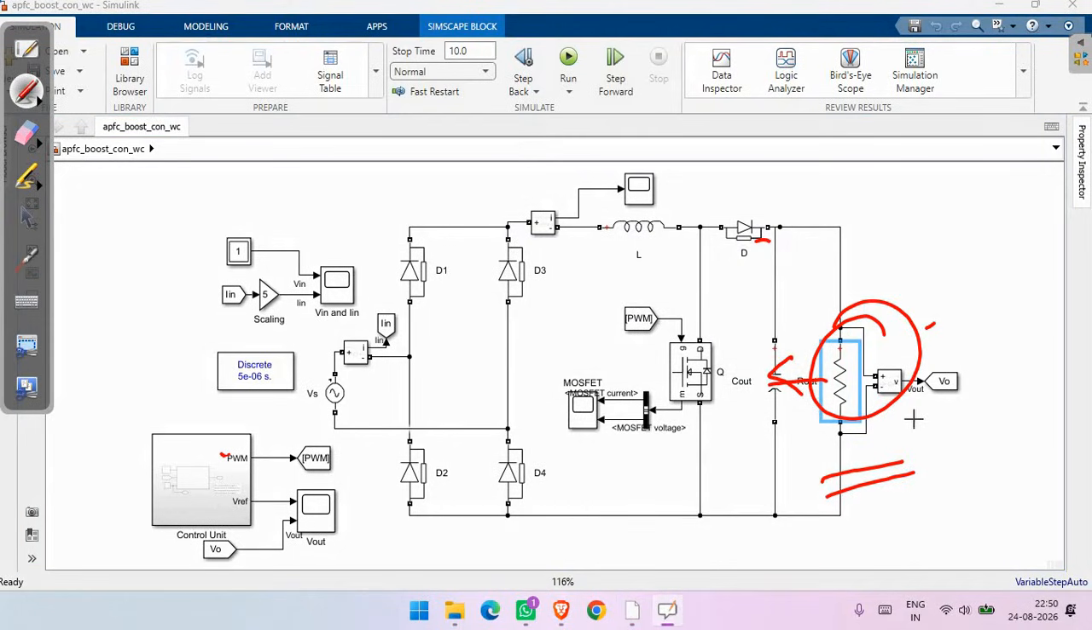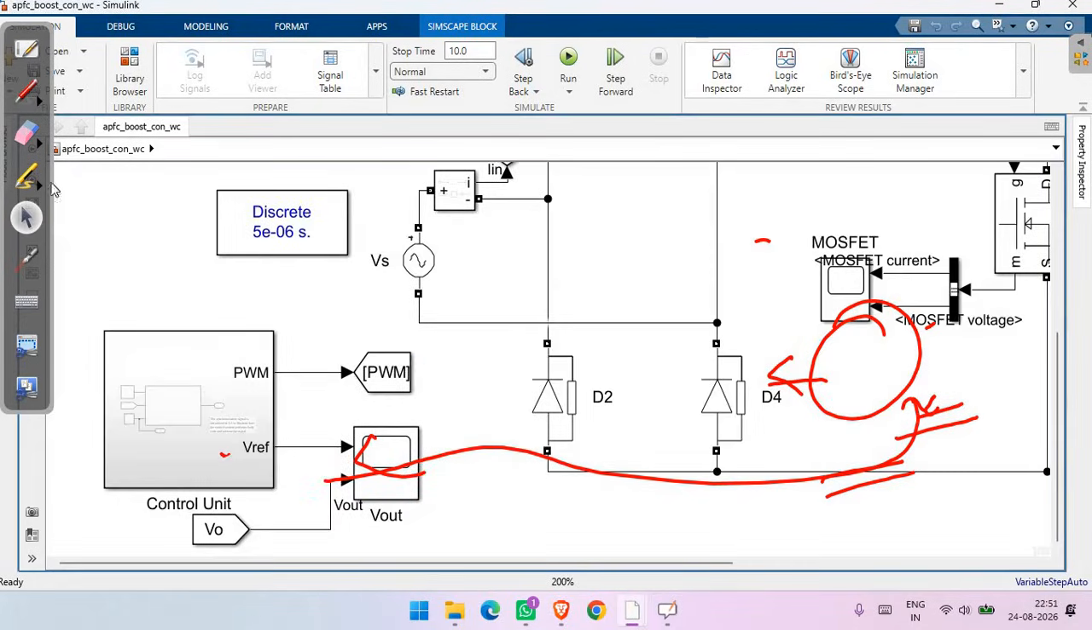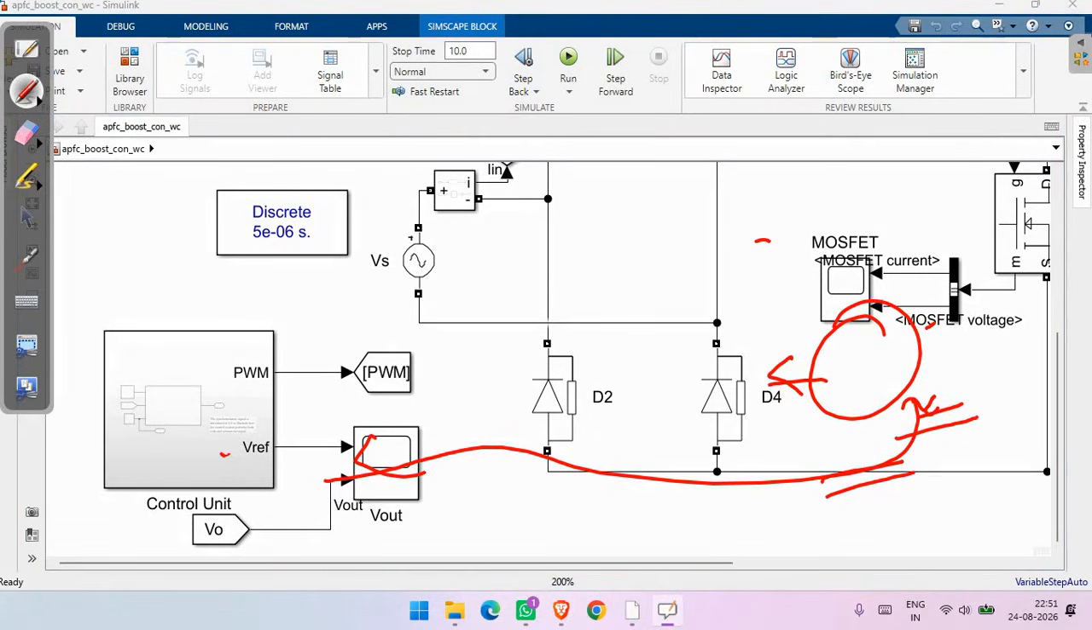The output voltage is measured here and represented as Vout. This signal is used for observing the output response and is also fed back to the control system for closed loop voltage regulation. This one is the control unit, and this is the important part of the active PFC system. The control unit receives the required feedback signals and generates the PWM switching for the MOSFET.